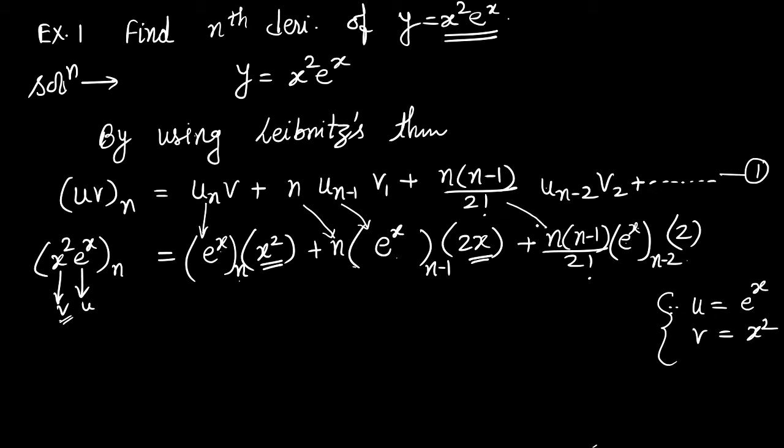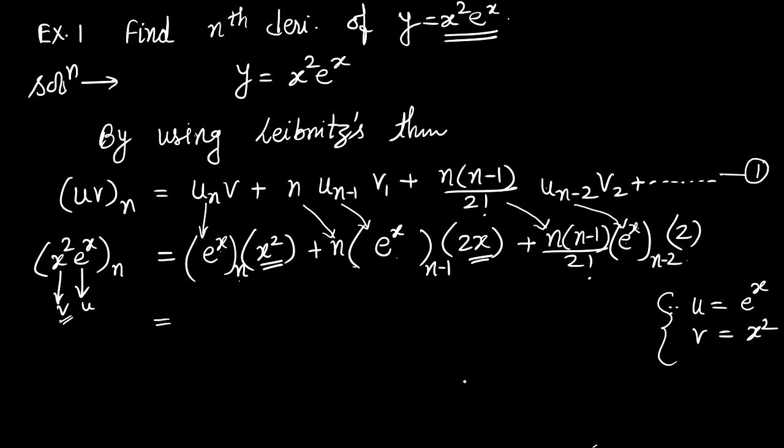Similarly, the third term n into n minus 1 upon 2 factorial, then u, that means e to the power x, its n minus 2 derivative, into v2. v2 is the second derivative of x square, therefore the first derivative is 2x and the second derivative is 2. Now the next derivative is 0, therefore there are three terms in the derivative. Now we simplify these terms and write down the answer.